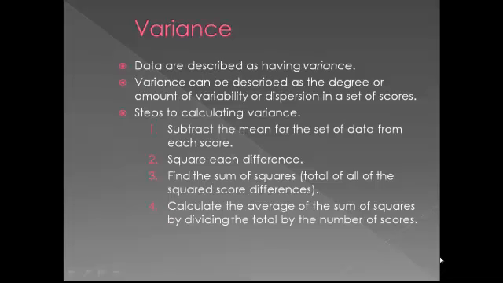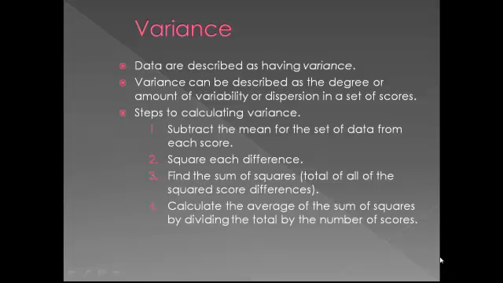Now, we're going to talk about variance. All data are described as having variance. Variance is described as the degree or amount of variability or dispersion in a set of scores. Here's how we calculate variance. We're going to subtract the mean for the set of data from each score. So you're going to have a list of scores, and you're going to subtract the mean from those scores.